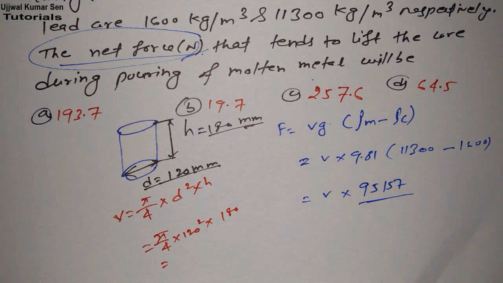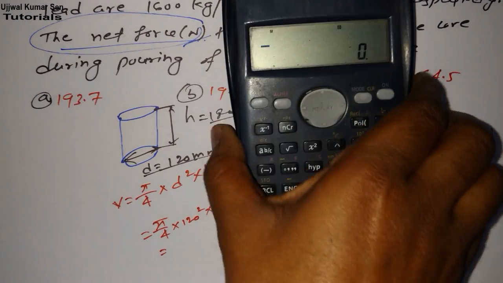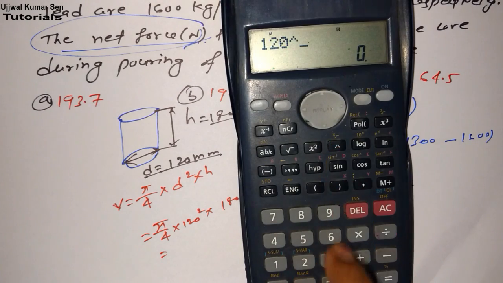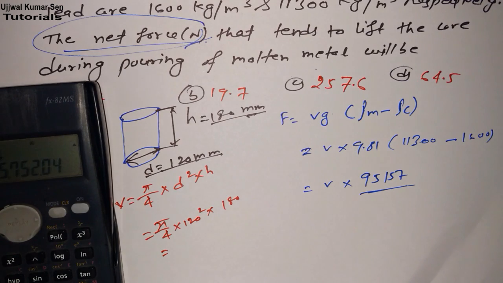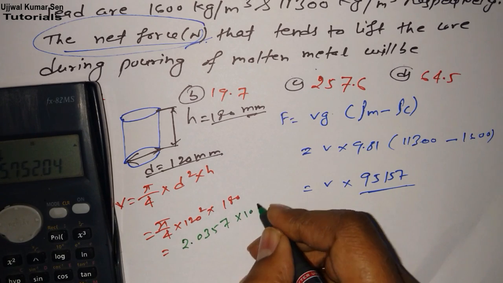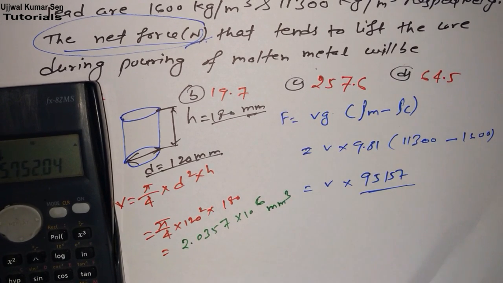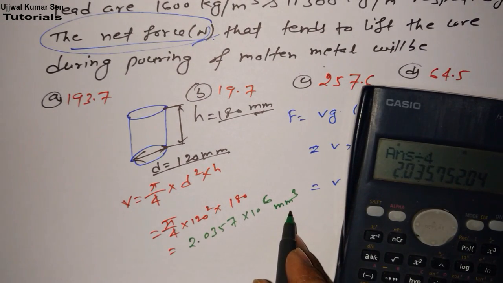Again I am going to ask you a simple question. What do we require right now? You are right, we require a calculator to solve this. So 120 whole square into 180, into pi divided by 4, is equal to how much? So we can say 2.0357 into 10 to the power 6 millimeter cube, right? 10 to the power 6 millimeter cube.